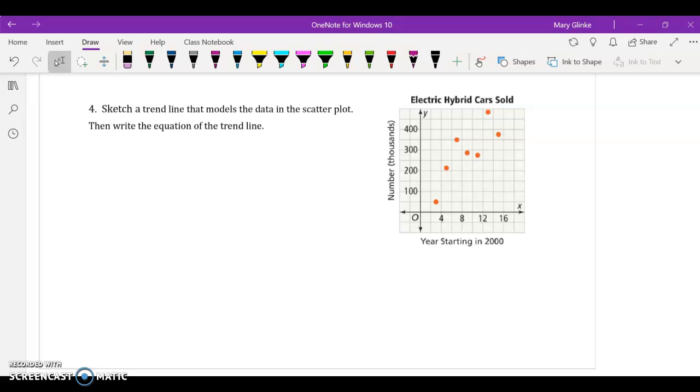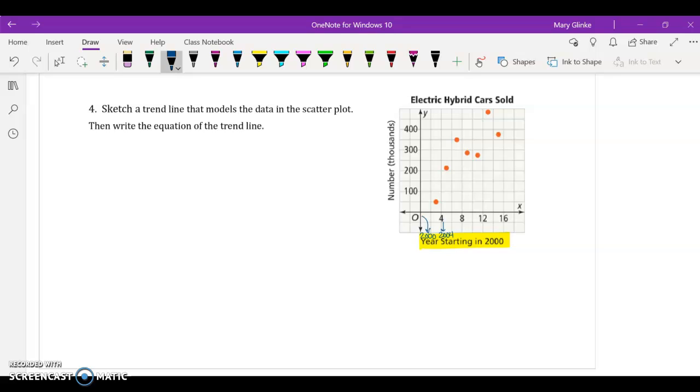So we have all of these hybrid cars in the years since 2000. That's an important thing to note: it says years since 2000, which means 0 here is the year 2000, and 4 years later would be 2004. So we're looking at how many years it has been since 2000. These are also then the number of cars in thousands. We are going to sketch a trend line and then write the equation of that trend line.